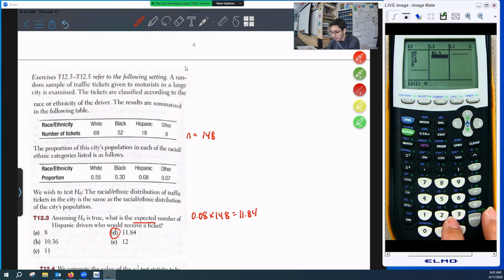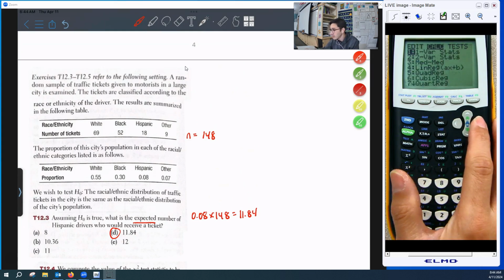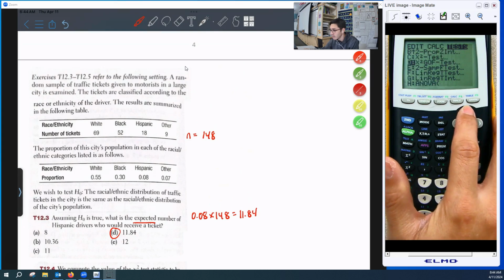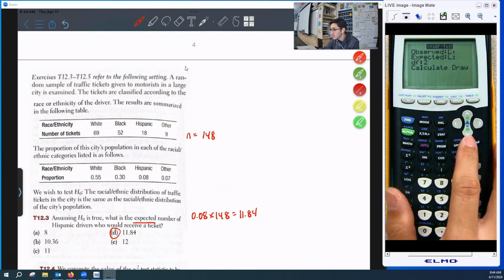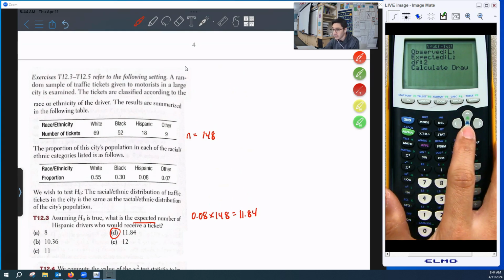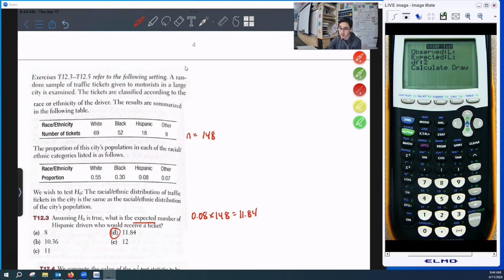All right. For black, it's 0.3 times 148. Okay. For Hispanic, it's 0.08 times 148. And for other, it's 0.07 times 148. Okay. All right. So we've got observed counts, expected counts in our lists. Now we can go run our chi-square goodness of fit test. Okay, list 1, list 2. Okay, degrees of freedom. It's going to be the number of categories minus 1. So we have 4 race, ethnicity categories. 4 minus 1 is 3.